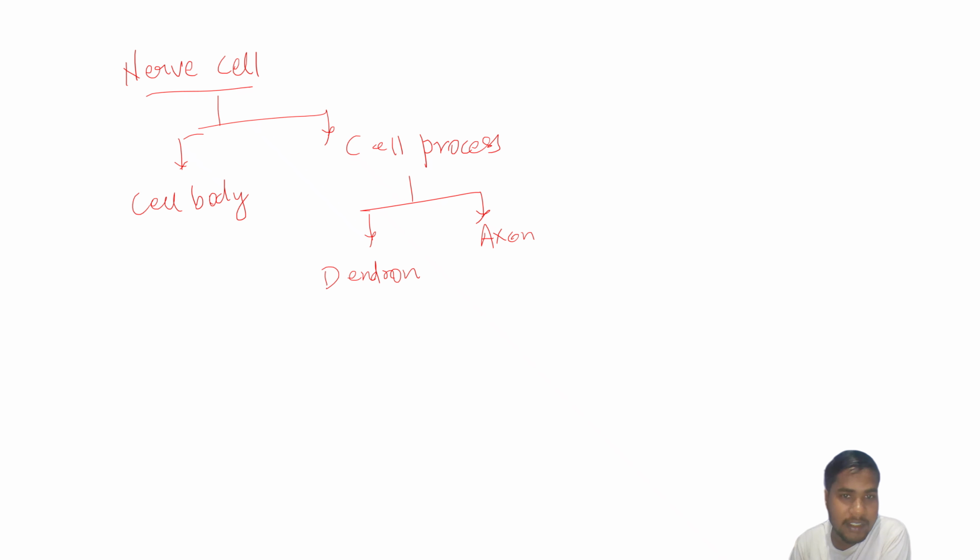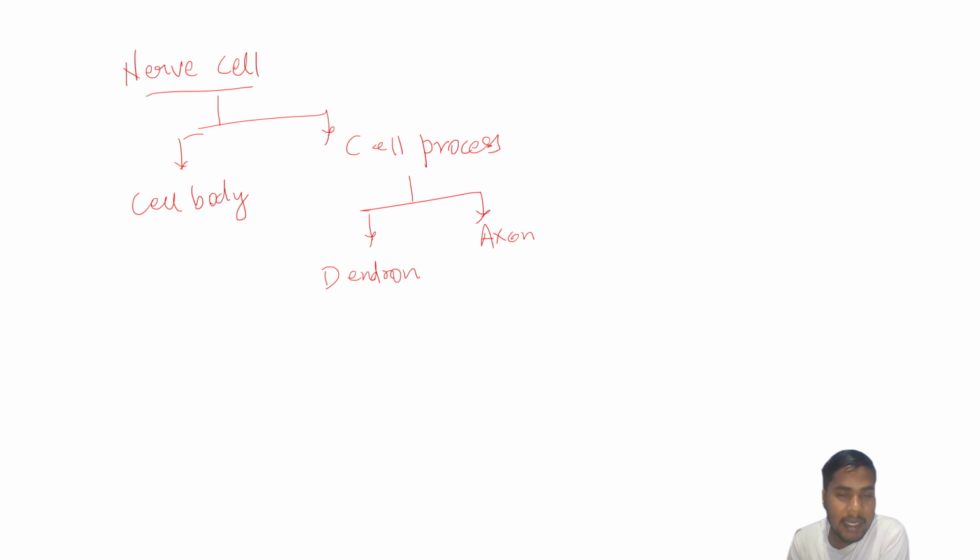We knew that dendrons are those processes which receive the nerve impulse and transmit it towards the cell body, and axons are the processes which transmit the nerve impulse away from the cell body. It is involved in the transmission of nerve impulse from the cell body to the axon, and it can also be used for communication between neurons. So these are the basic details as we know so far.